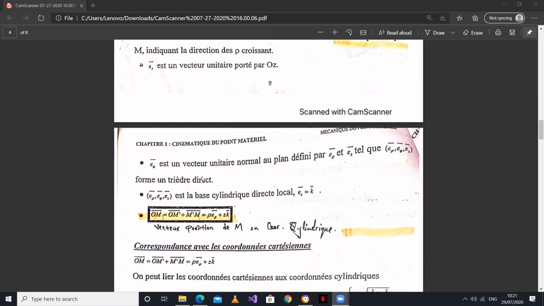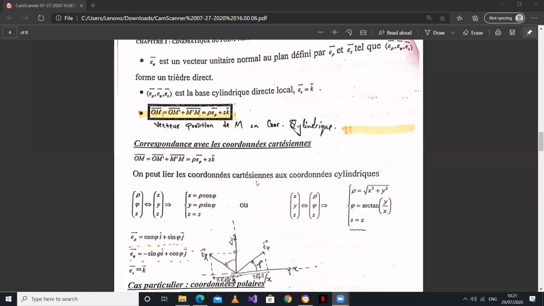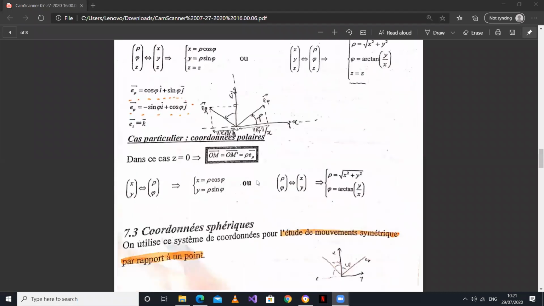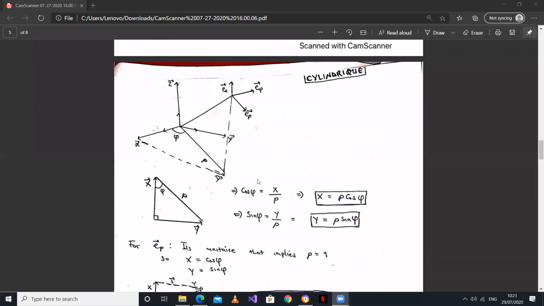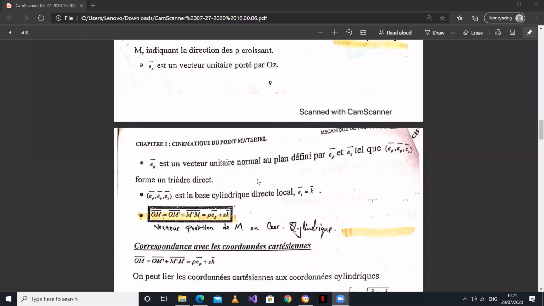So here they are saying Eρ, Eφ, and Ez form a trièdre direct. So what does trièdre direct mean? This part again, I'll explain to you when we find it. It's somewhere ahead in the course. So for now, we can just leave it as that. You guys can just know that they are direct. I'll explain what direct is. Ne vous inquiétez pas.